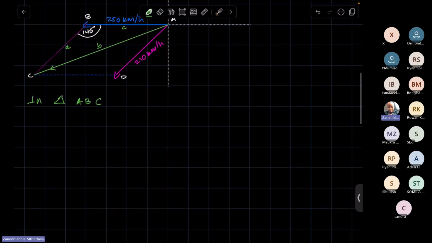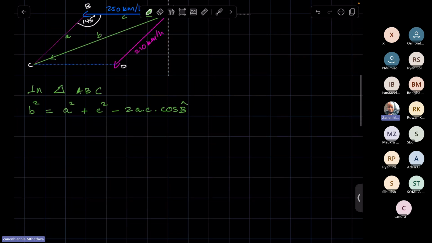So we are using triangle ABC, right? We are looking for B. So as far as the cosine rule, B squared is equal to A squared plus C squared minus 2 times A times C cos B, right? That is the cosine rule. So we say B squared, now you simply just substitute.